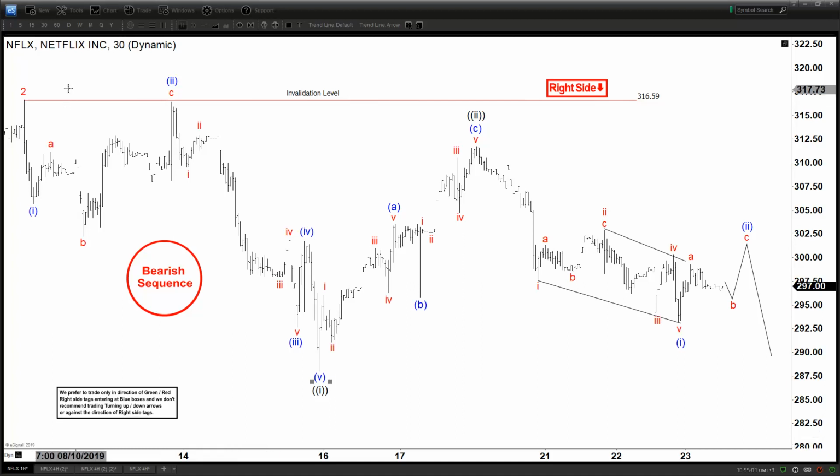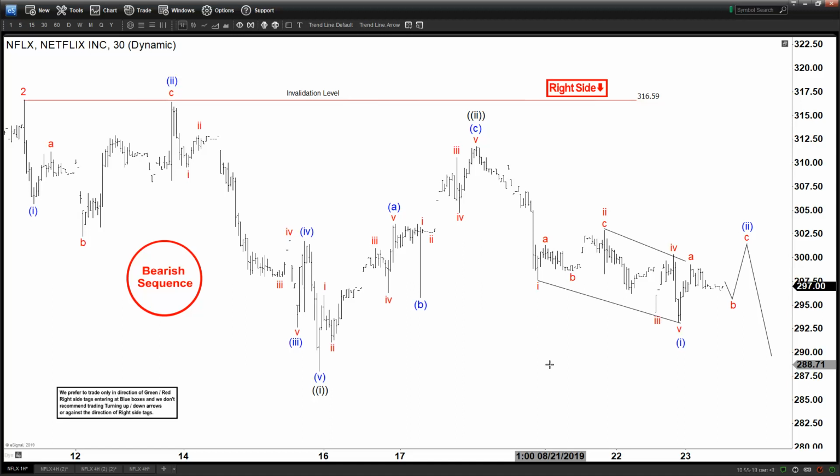So today we will be looking at the chart of the Netflix. This is a 30 minutes chart. We can see right here we got the right side down, bearish sequence, meaning the bias or the momentum of the stock still remains to the downside.